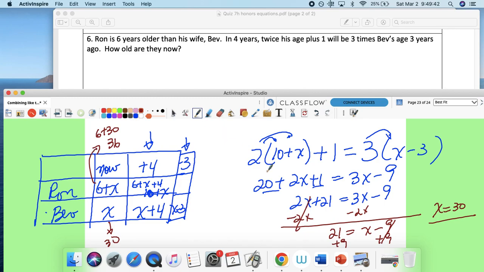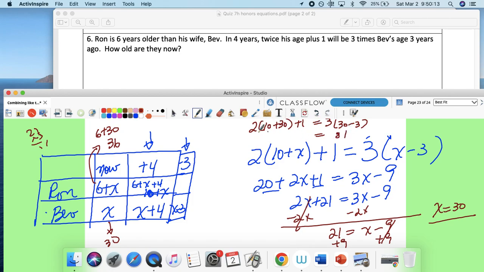All right, so yeah, that's it. And then we can check, right? And then let me just replace x wherever I see the x. The x was 30. So 2 times 10 plus 30 plus 1 equals 3 times 30 minus 3. On this side we have 30 minus 3, which is 27. 27 times 3, it's 81. Oops, I knew that.